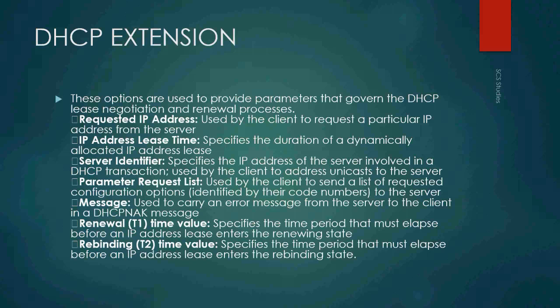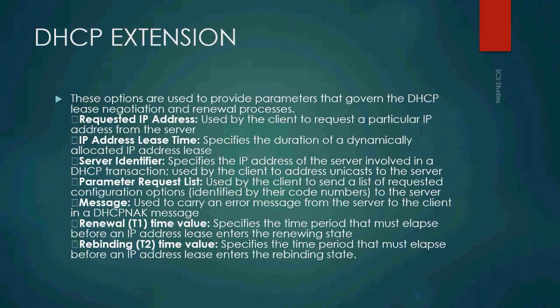Now let's learn about DHCP extensions. These options are used to provide parameters that govern the DHCP lease, negotiation and renewal process. Requested IP address is used by the client to request a particular IP address from the server. So what is requested IP address? It is basically used by the client to request a particular IP address from the DHCP server.